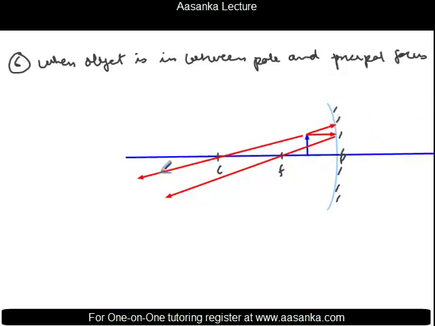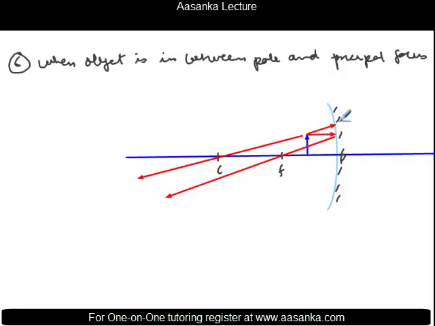So the reflected ray is this, passing through the center of curvature, it strikes normally and comes back like this, which we have also studied. And the other ray is parallel to the principal axis, which after reflection goes through the focus. Now to find the image, you have to see where these rays meet or appear to meet.